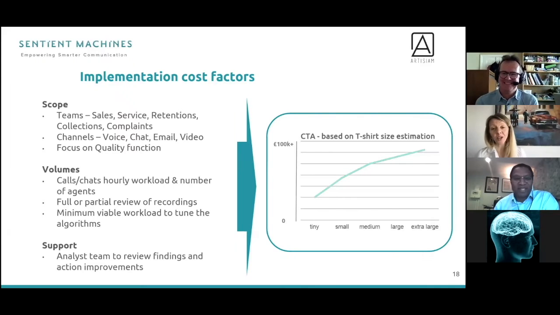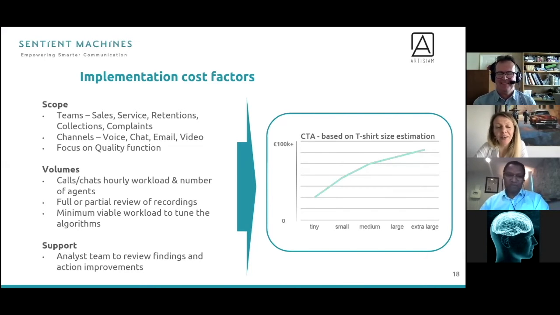Yeah, how much does it cost is probably one of the most difficult questions when it comes to speech analytics. And I think my dream is to have a table where I could just point everyone to. But the complexity comes from various factors, and we can see them here listed to the left. So around scope, volumes, or support.